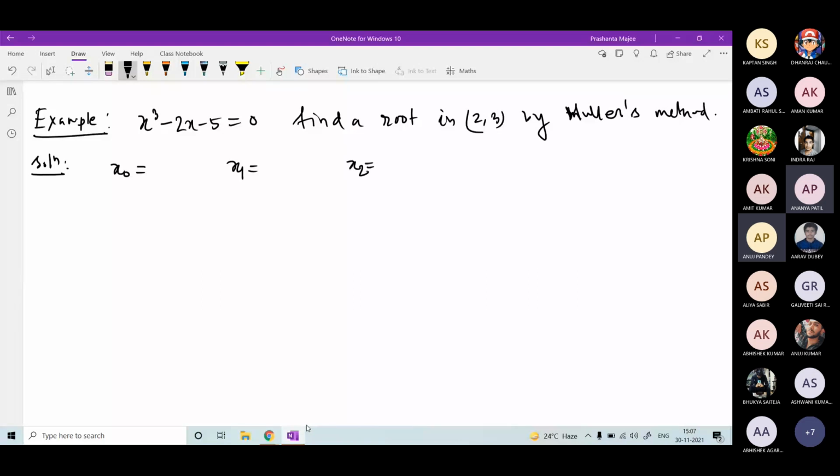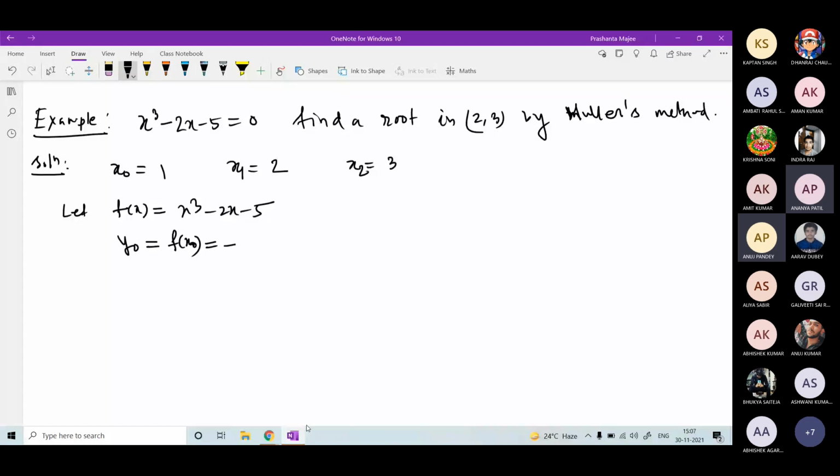Sir, 1, 2, 3. Okay, so 1, 2, 3. We also need the corresponding functional values. So let f of x, or y, equal x cube minus 2x minus 5. So tell me, what is y naught? It is 1 minus 2 minus 5.